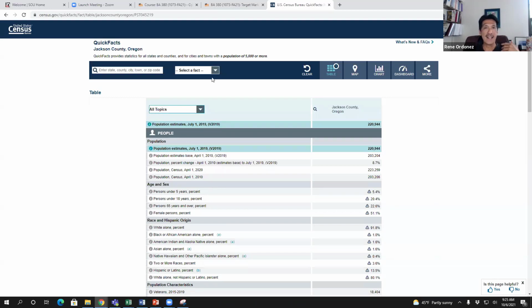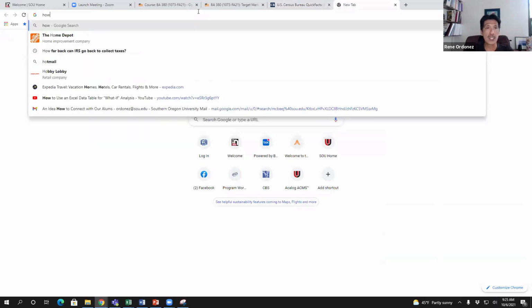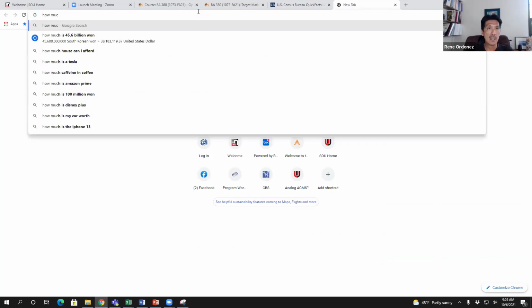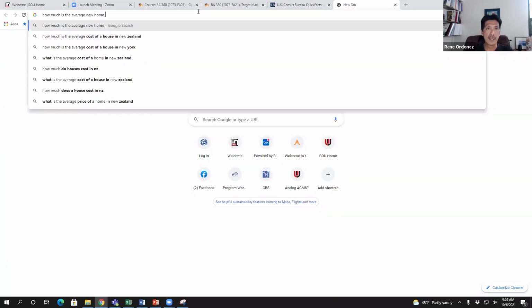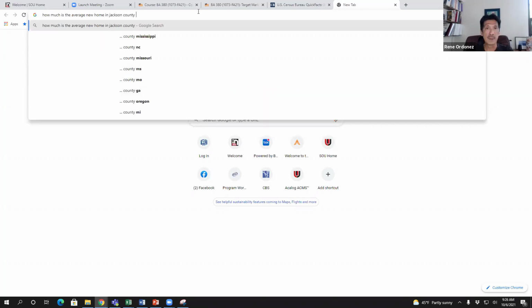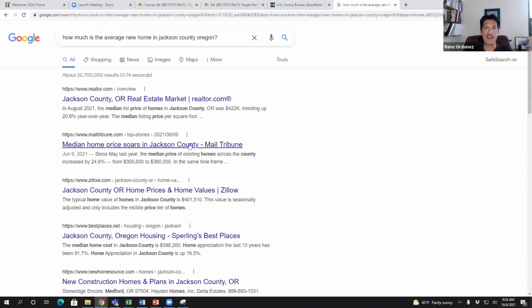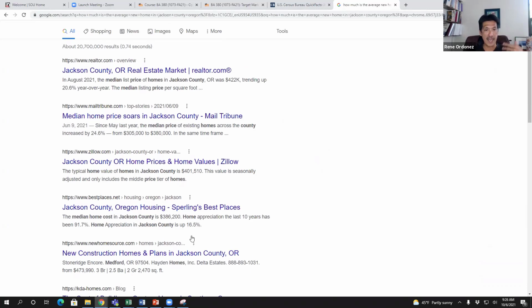Okay. And then you can select the geographical area. You can either do by state, by county, by city, by town, or by zip code. You can parse the data in all sorts of ways that fits your needs. Okay, so what other questions do you say? How much is the average new home in, say, Jackson County, Oregon? Okay, there's a lot of information here. You can pick any one.